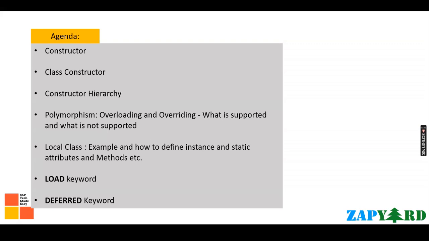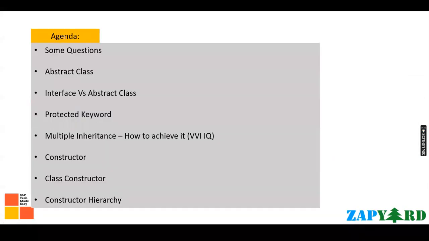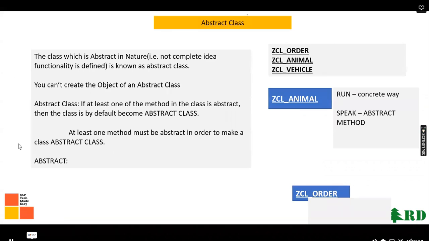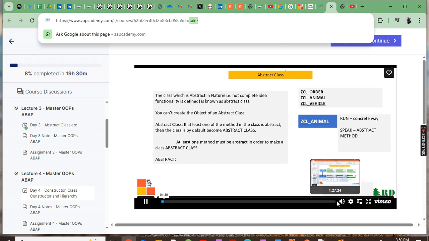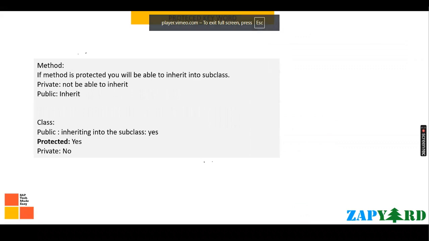But before starting, as usual, let's have a quick recap of what we have done in our last class, and then we will go ahead. Last class we saw a few questions, and we were able to give the answers. Then we understood the abstract class. In ABAP, even without defining a method as abstract, it is possible to make a class abstract. However, if you define a method as an abstract method, your class automatically becomes an abstract class. Then we saw the protected keyword.